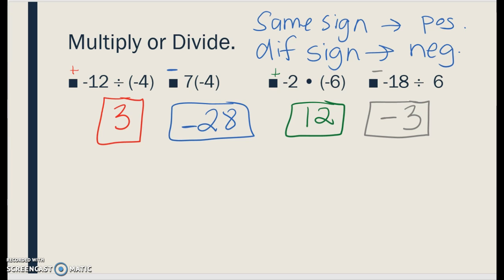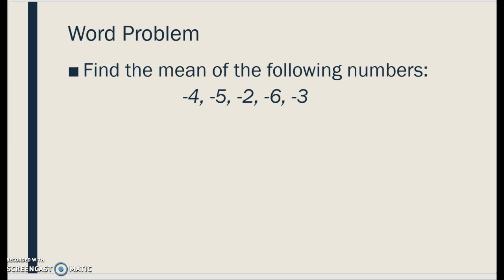So our last problem for this video is a quick little word problem. It says find the mean of the following numbers. And remember, when we're finding mean, we have to find the sum of all of these numbers first, and then divide by how many numbers there are. So we're going to actually add up all of those numbers. And when we add that up, we get a negative 20. Because negative 4 plus negative 5 gives us negative 9, plus 2 more negatives is negative 11, plus 6 more negatives is negative 17, plus 3 more negatives is negative 20. So that's our sum there.